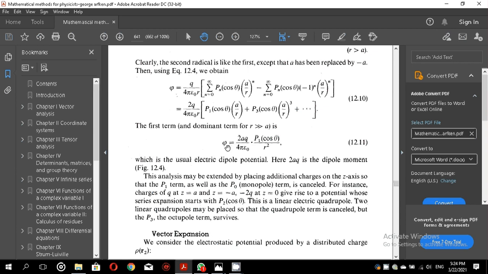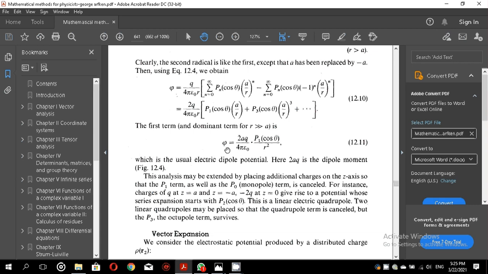So the approximation result with r much larger than a is given by this, because when r is much larger than a, obviously the higher order terms will be neglected, and we will limit ourselves to the first term. So the result will become 2aq over 4 pi epsilon naught into p1 cos theta over r square. So here 2aq is in fact the dipole moment of the dipole.